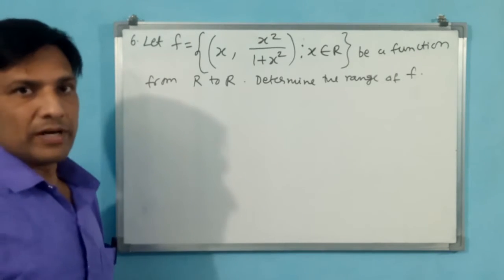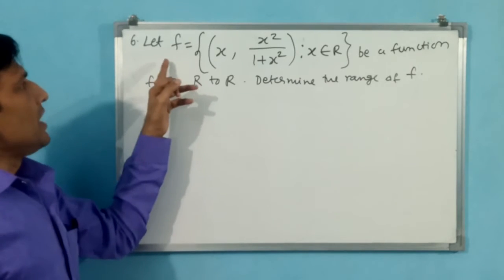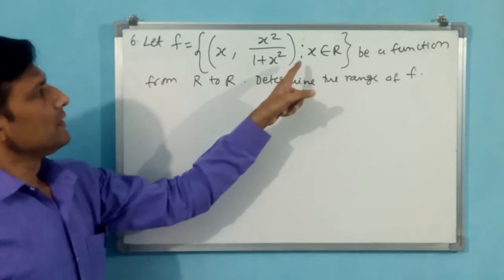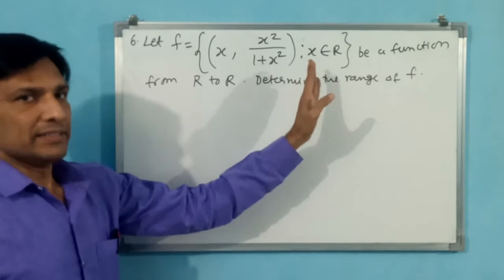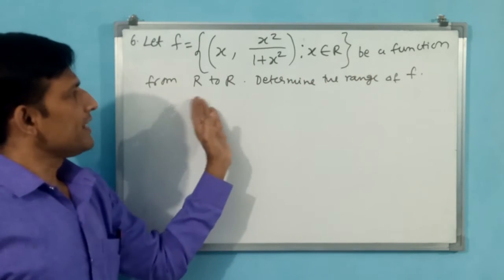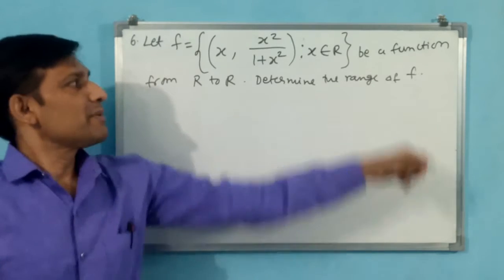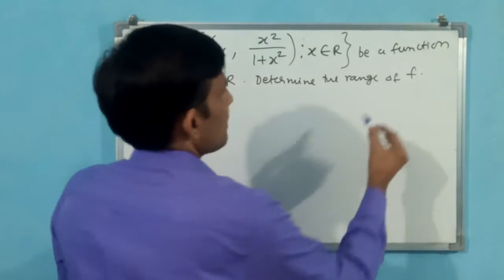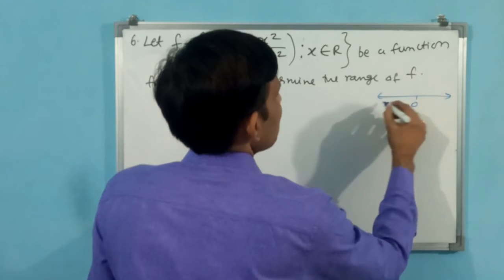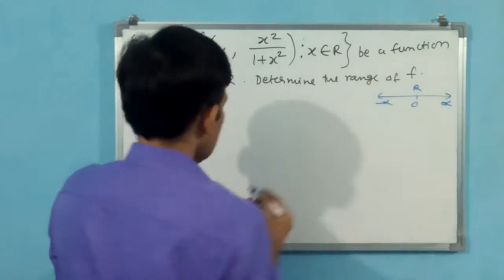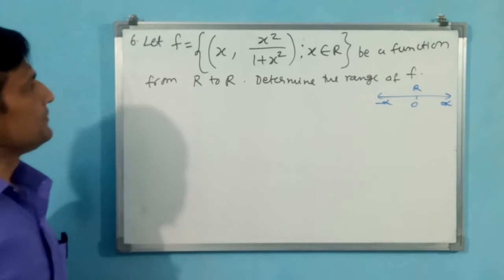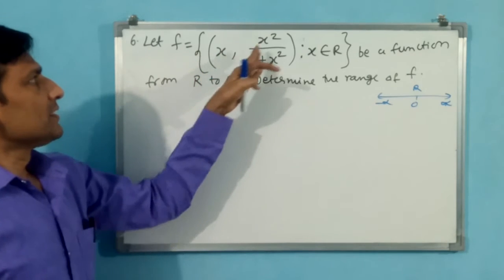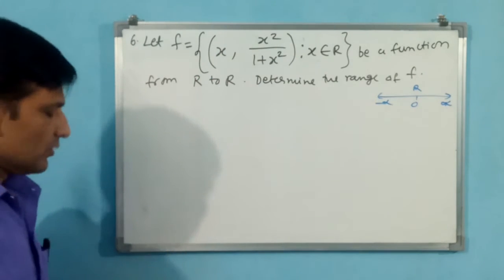You see the question what he has asked. 6th question. Let f is equal to x comma x square by 1 plus x square, x belongs to R, real number. Be a function from R to R, real number to real number. Determine the range of f. All real numbers we are giving means anything you can give, but give carefully. X coordinate, y coordinate. That means if you give in x, y value should be this one. You understand?